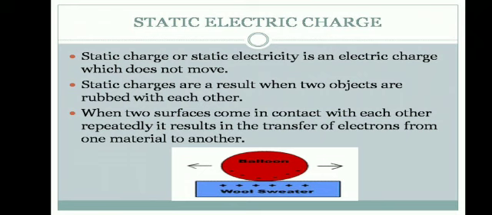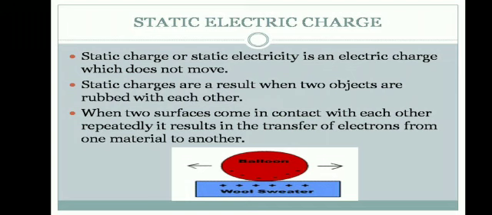Static electricity. See, static electricity means the electrical charges do not flow. These electrical charges are generated by rubbing. Whenever two objects are rubbed with each other, they produce some charge that is called static electricity. When two surfaces are in contact with each other repeatedly, it results in transfer of electrons from one material to another.